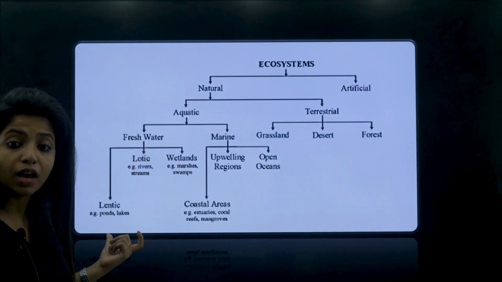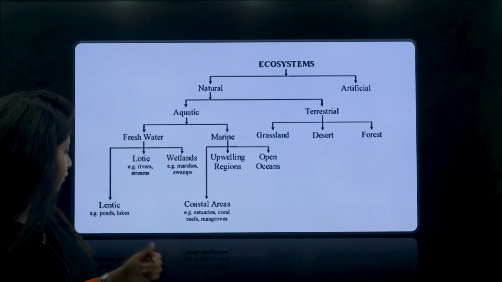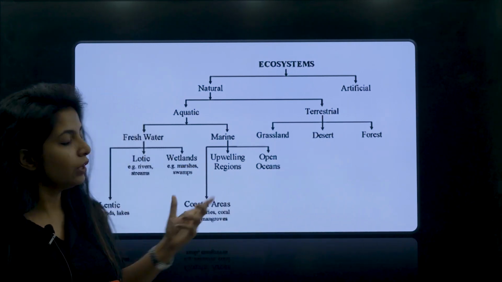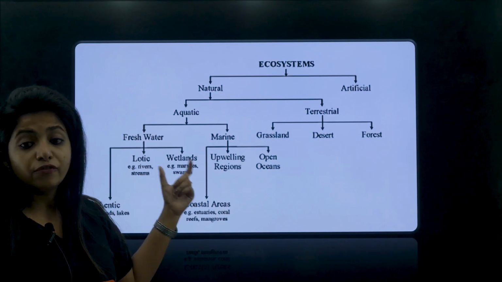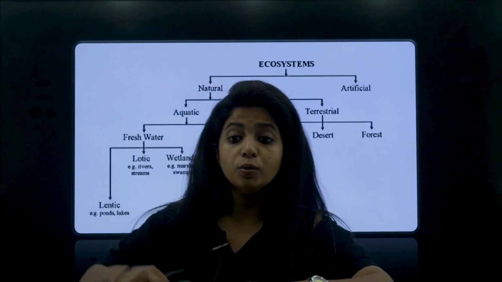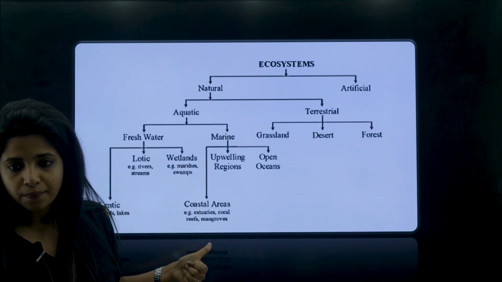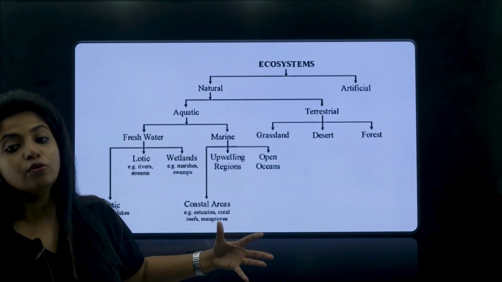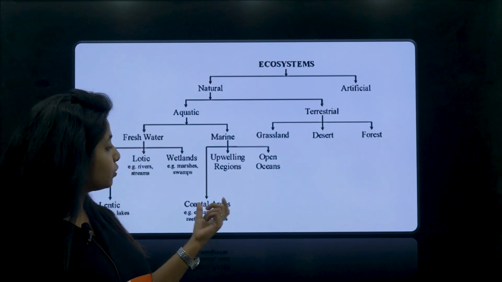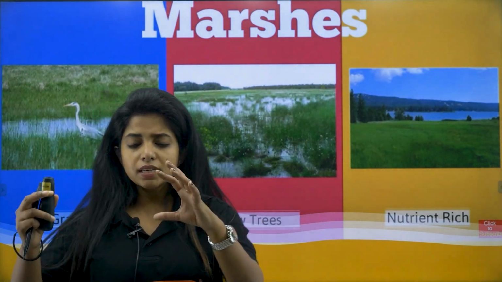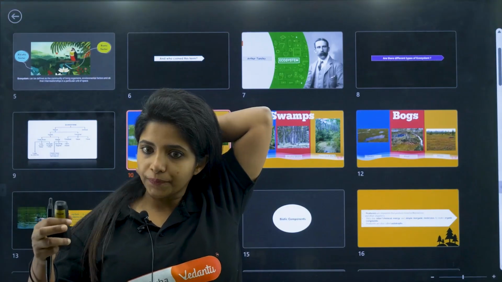What do you have? Lentic as in the one that does not flow, for example pond and lake and things like that. Lotic as in the one that always flows, for example you have rivers and things like that. Wetlands as in where there is land region and also it has little amount of water, for example marshes and swamps. Okay, and then under marine you have open oceans that you see. You have coastal areas. You have other regions that are known as upwelling regions. Upwelling regions are basically certain areas which have a mix of two ecosystems coming together.